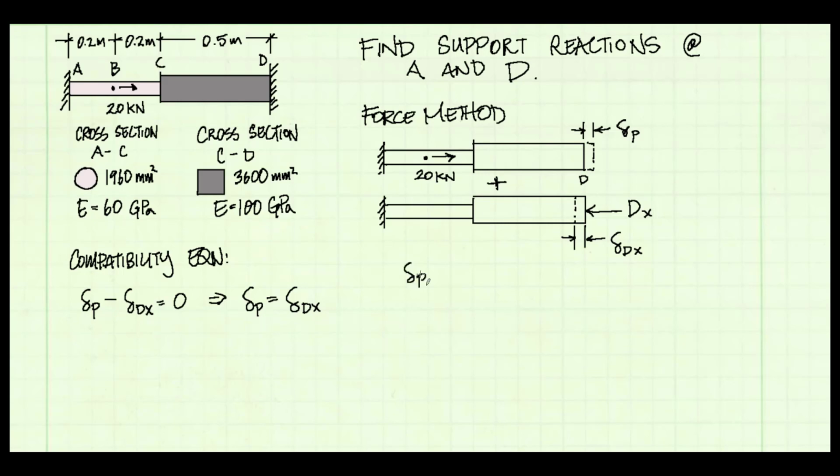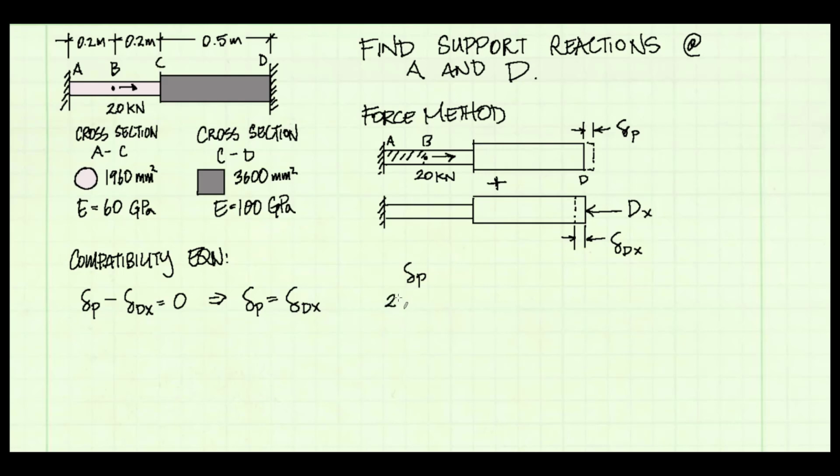First, delta P. If I'm looking at my free body diagram, the top one, delta P is caused by the 20 kilonewton load. And that 20 kilonewton load is only felt from point A to point B. If I was to cut anywhere between B and D, there I would see on the internal cut surface there is no load. Only if I cut somewhere between A and B is there axial load. So I only need to write a deflection equation for A to B.